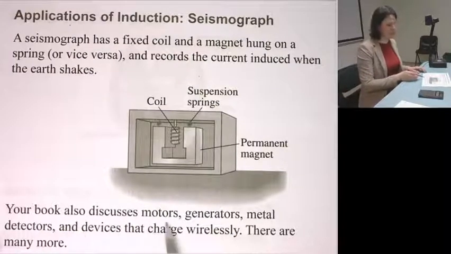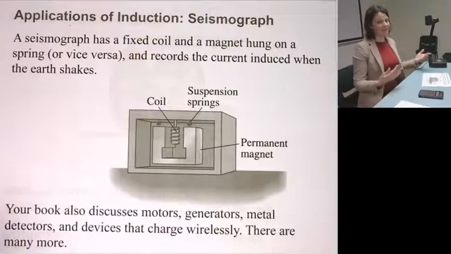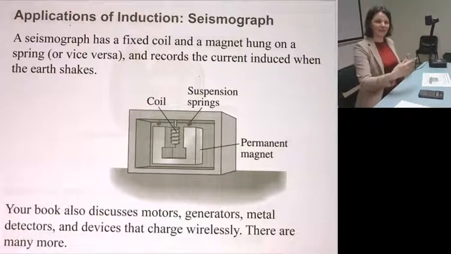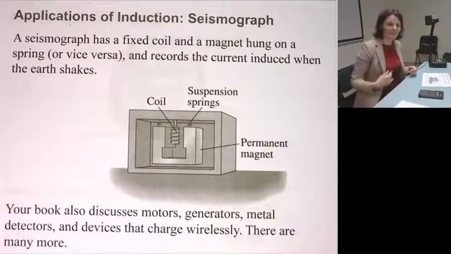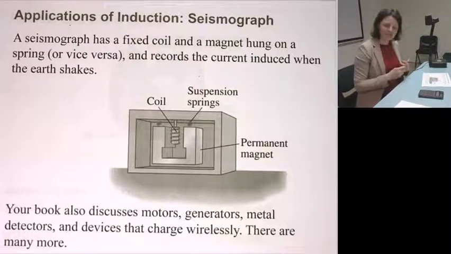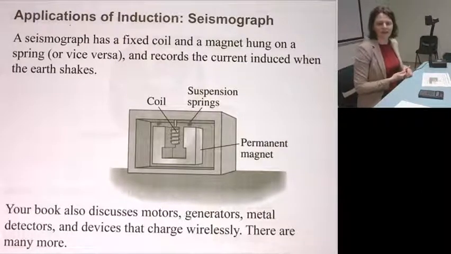Your book talks about motors. That's how motors work. Generators work this way. Metal detectors, you ever wonder how they know if you have metal in you? Induction. If you have a piece of metal in you anywhere, when you walk through a magnetic field, there's current that will be produced as a piece of metal travels through a magnetic field. If you have an electric toothbrush, it works this way. Some people have cell phones that charge via induction, so you don't have to plug them in. You just kind of set them on a charging device that uses induction.